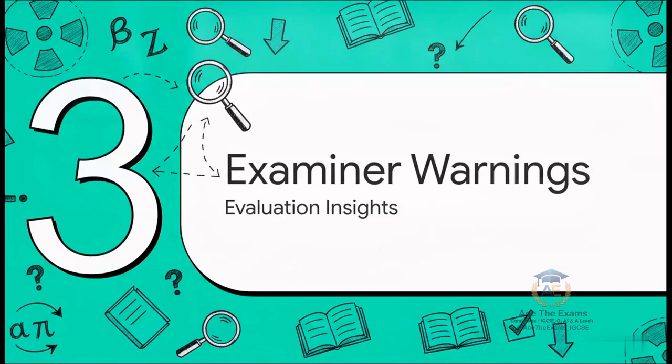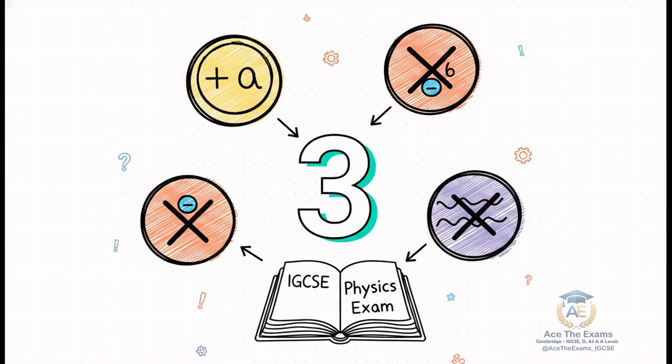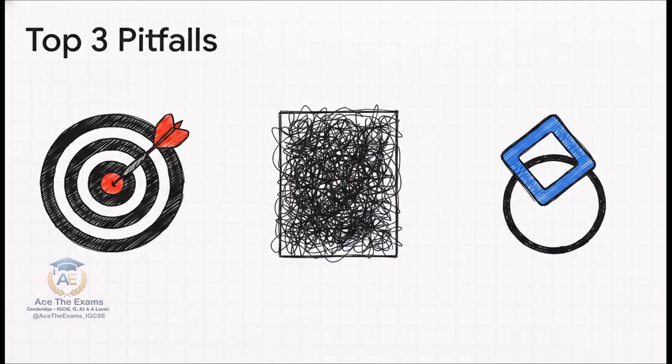Next up, Section 3, Critical Examiner Warnings. Let's see what the graders are actually saying behind the scenes. Pulling specific data straight from the principal examiner reports of past exam series, we found something huge. The examiners have identified exactly 3 major pitfalls that consistently derail candidates. And here are those top 3 pitfalls.